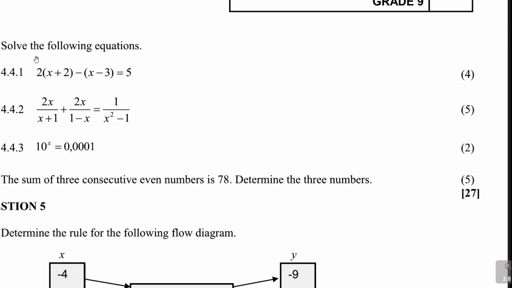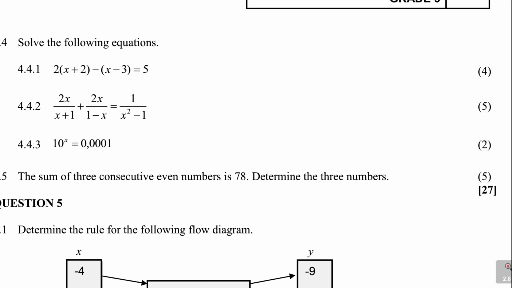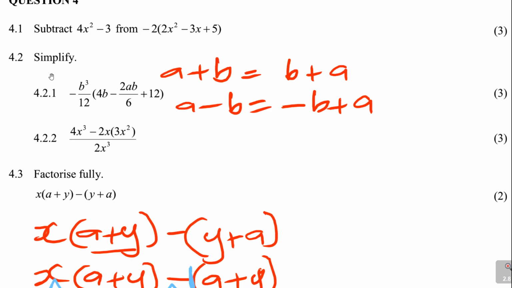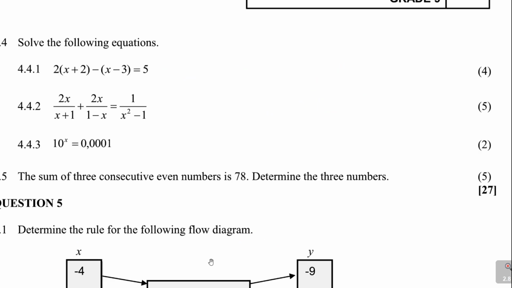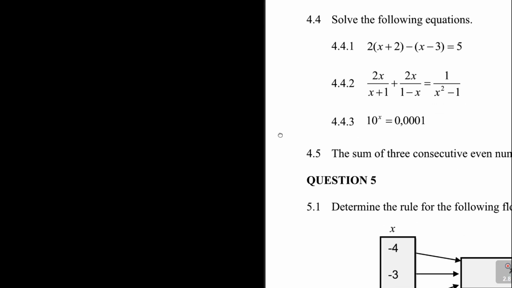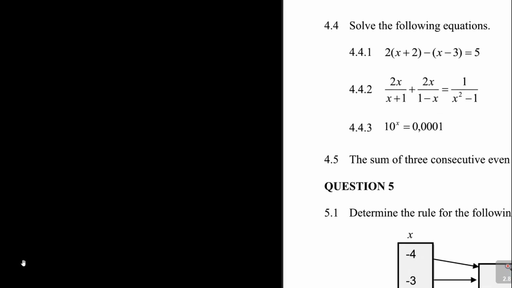4.4.1, it says, solve the following equations. Now these are equations. The previous one was expressions: factorizing, simplifying. But here, what are we doing? We are solving for x, and an equation, guys, has got an equal sign. It means you need to solve for x. So let's start there. You're given 2 times (x plus 2), close bracket, minus (x minus 3), equal to 5.